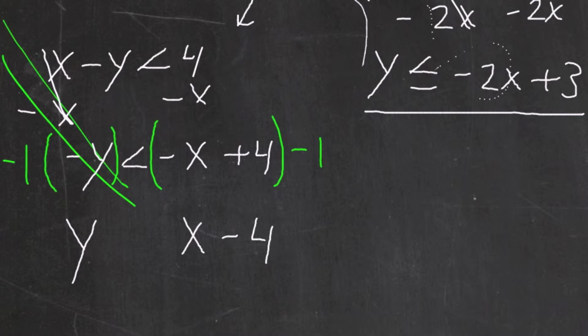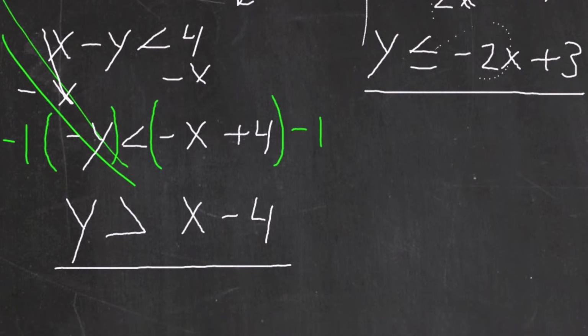But now, whenever we have an inequality and we multiply or divide by a negative, we're going to have to flip the sign. So now it's going to be y is greater than x minus 4. So this is our two equations. Let's go ahead and graph them.